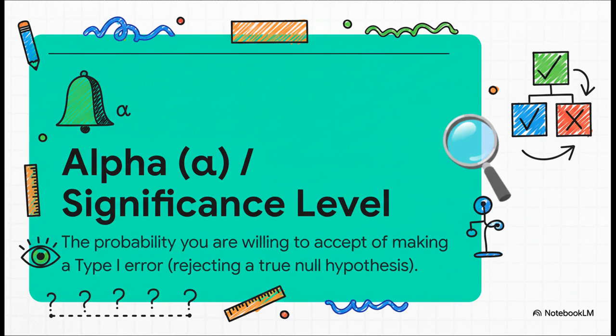Think of it as the amount of risk you're willing to take of making a very specific mistake. Basically crying wolf. In stats, we call this a type 1 error. It's when you reject the nothing's happening idea when, whoops, it was actually true. An alpha of 5% just means you're okay with having a 5% chance of making that kind of mistake.